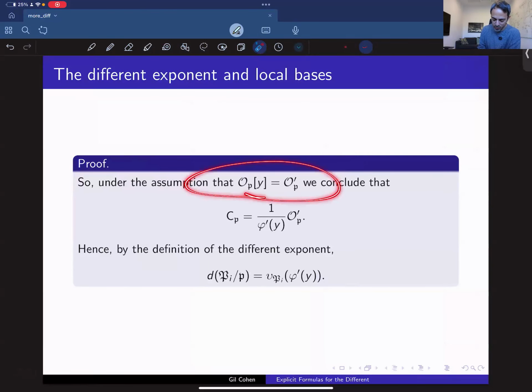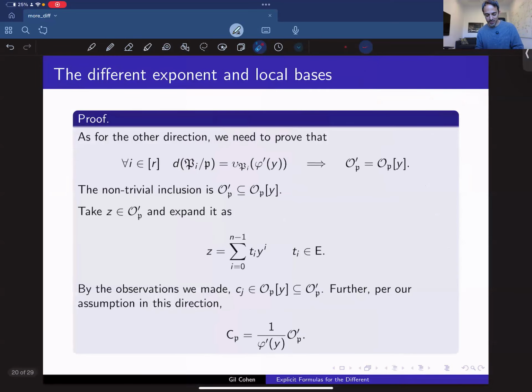Again, under this assumption we proved that, and therefore, by definition, the different exponent is precisely the valuation of this thing. Because generally speaking, if you had a TP here, not with a 1 over, then the different exponent was minus the valuation of TP. So the 1 over cancels and takes care of the minus here.